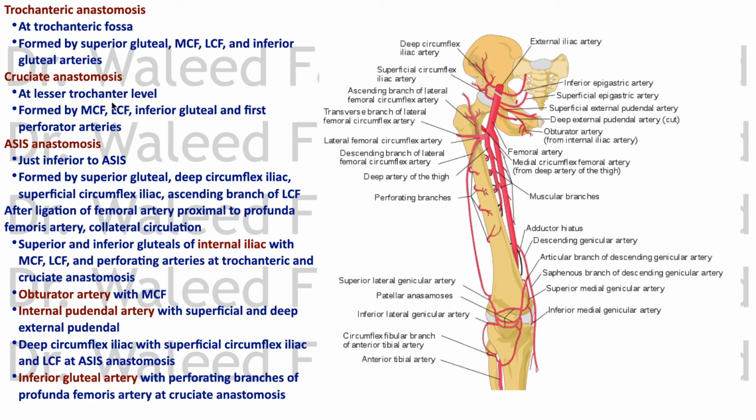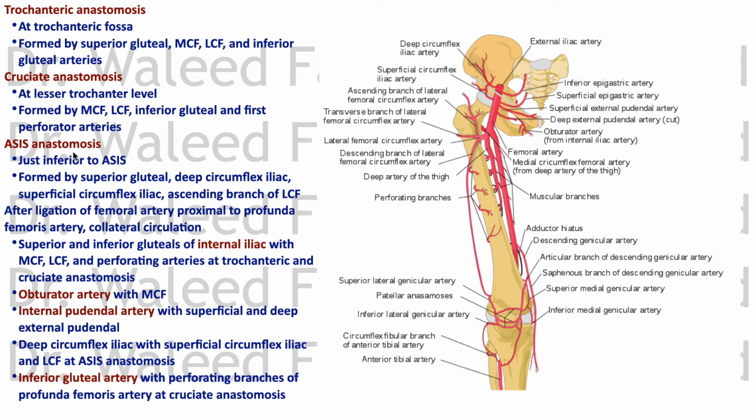Now, the trochanteric anastomosis at the level of the greater trochanteric fossa is formed by the superior gluteal, medial and lateral circumflex femoral arteries, and inferior gluteal. Now, the cruciate anastomosis at the level of the lesser trochanter, pay attention to this, is formed like above by the medial and lateral circumflex femoral, by the inferior gluteal, not the superior gluteal, but also by the first perforator artery.